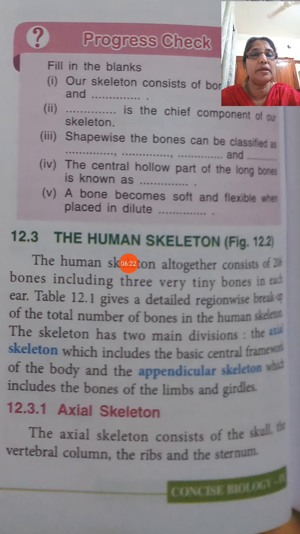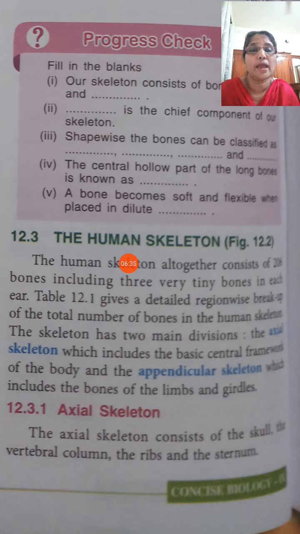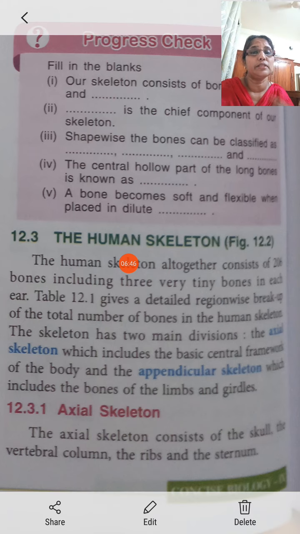Appendicular skeleton means the other bones: at the shoulder girdle, in the shoulder region and the hip region, we have several other bones, and we have two limbs. The upper limbs are known as the hands and the lower limbs are known as the legs. We have two pairs of limbs and the shoulder girdle, the bones in the shoulder region and the hip region.